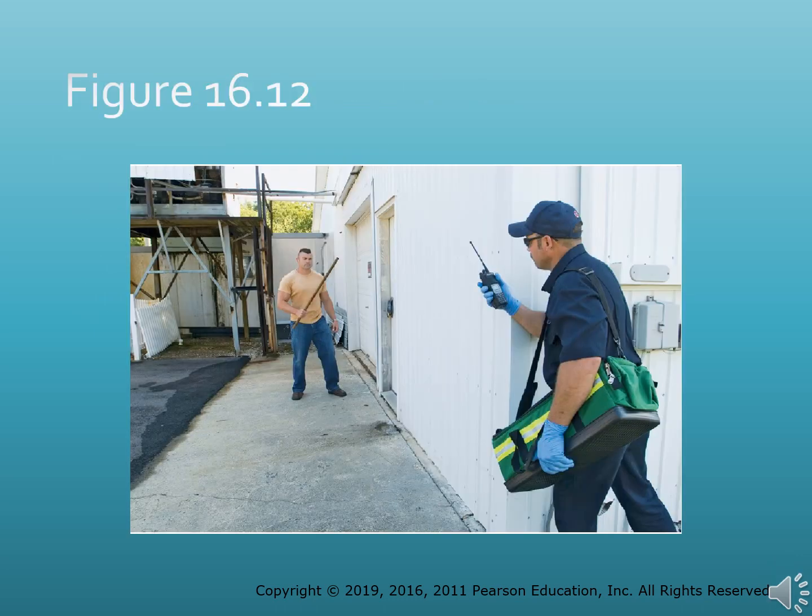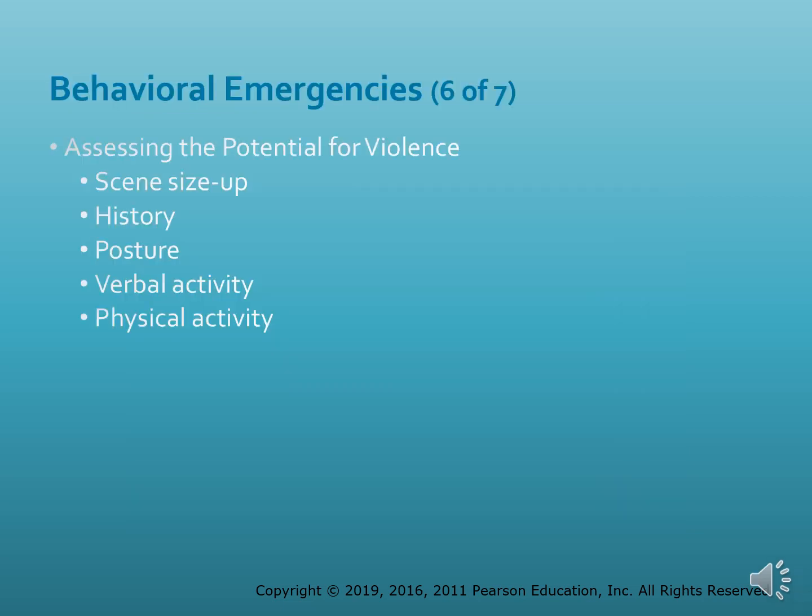Law enforcement officers may need to approach and control a patient experiencing a behavioral emergency before you can even go in there. If you feel unsafe, you back yourself and your team out and you wait for law enforcement to get there. When you're assessing for potential of violence, you want to do a scene size up, check for the history, watch their posture, their verbal activity, and their physical activity.